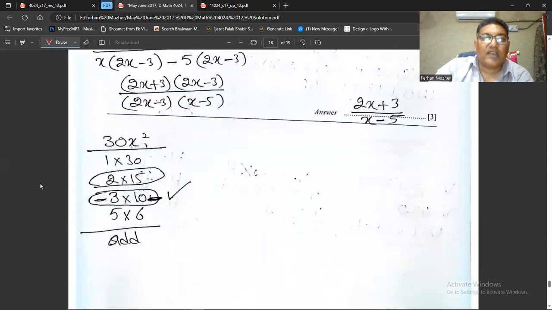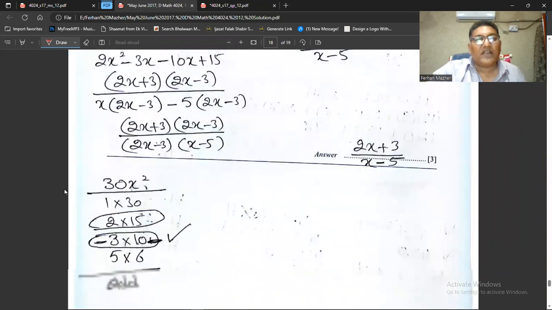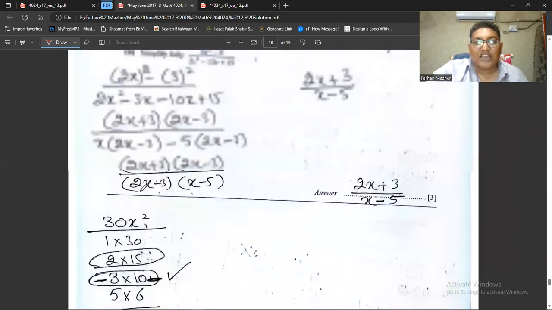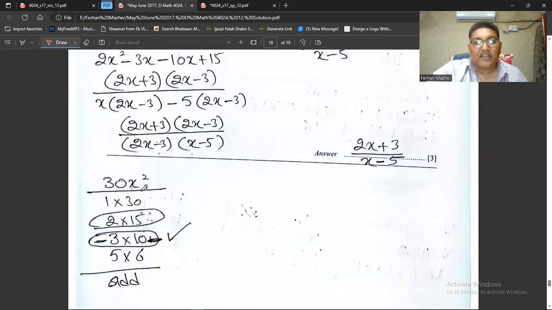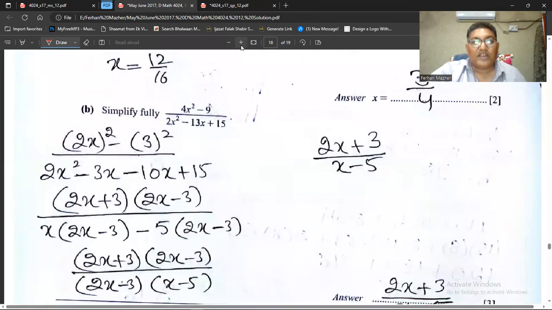So here I'm doing the middle term breaking for the denominator. This is 30. I will write the factors of 30: 1 into 30, 2 into 15, 3 into 10, 5 into 6. So you have to add, and by addition, I want minus 13. So I will choose 10 and 3 because I want minus, so both of them will be given the negative sign.